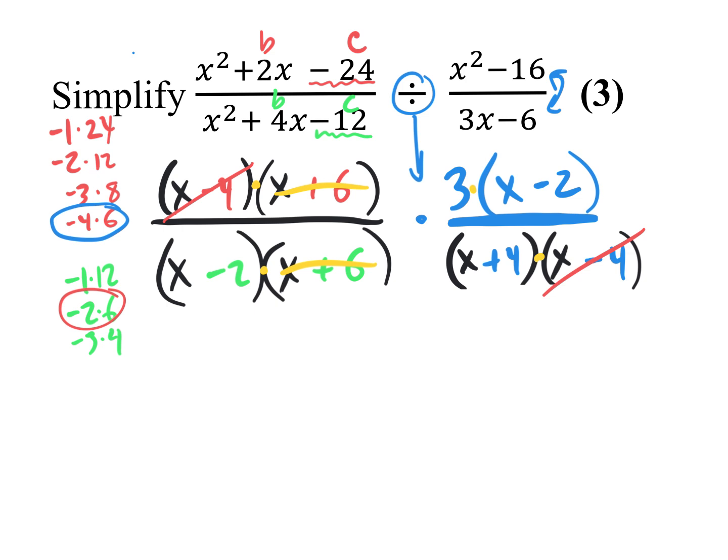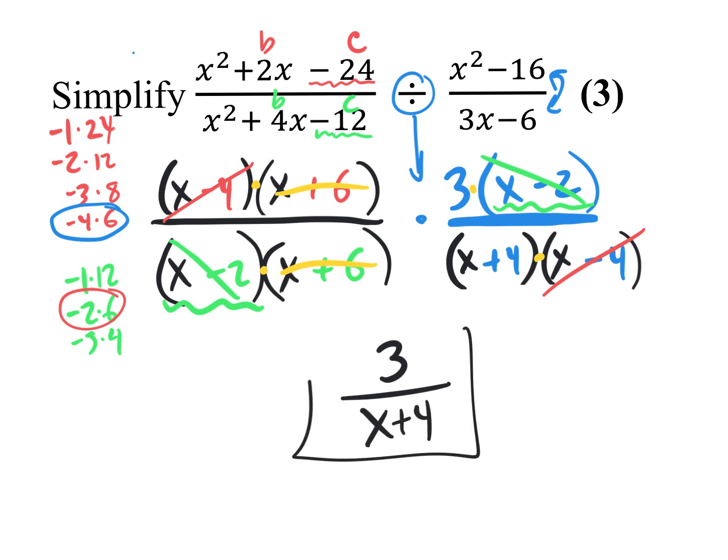This x minus 2 right here and that x minus 2, those also cancel out. Dang, a lot of canceling. So what's our final answer here? We have a 3 up on top and an x plus 4 on the bottom. And that is it. That's our answer.